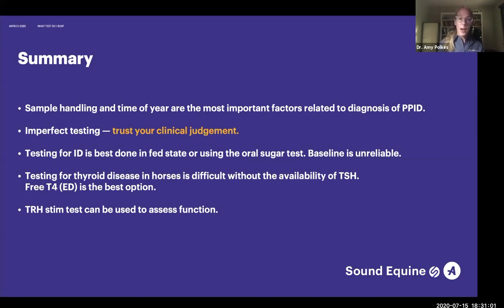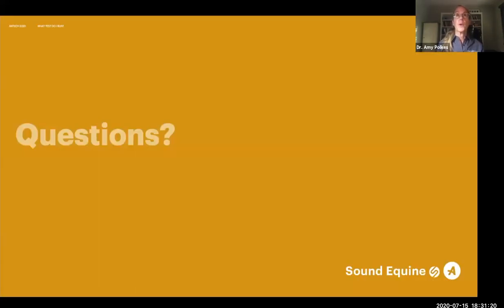Again, testing for thyroid disease is really difficult without the availability of TSH, and free T4 by equilibrium dialysis is the best option that we have for resting thyroid. And if you do want to test function, then a TRH stim can be used. So this is our first break for questions, and we'll hand this over to Beth.